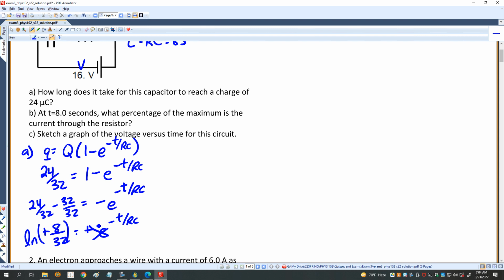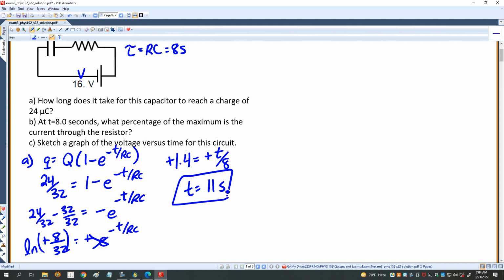And the natural log of 8 over 32 is negative 1.4, which equals negative t over RC, which I've already found to be 8. So I multiply that negative 1.4 times 8, and I get 11 seconds. The negatives go away, and I get t is equal to 11 seconds. So that's the answer for the first part. It takes 11 seconds to get to a charge of 24 microcoulombs.